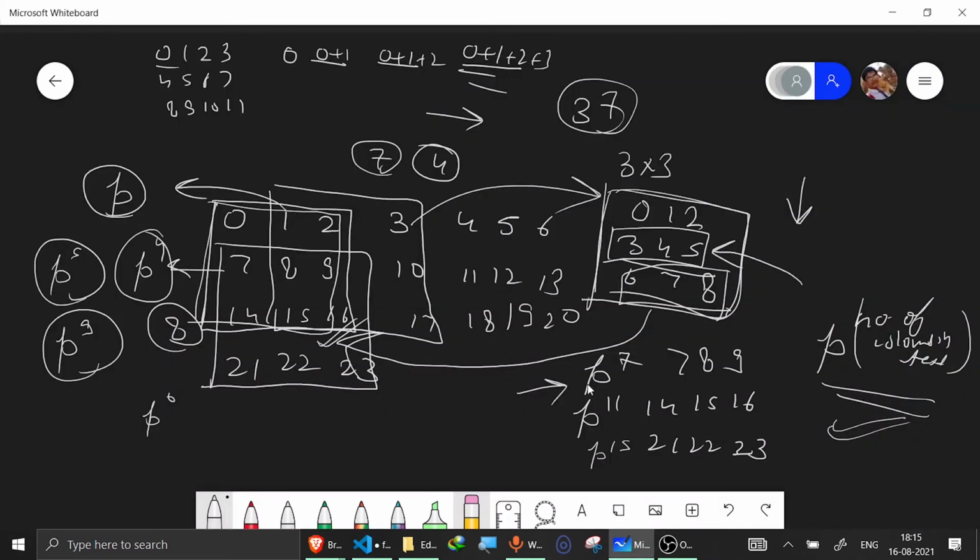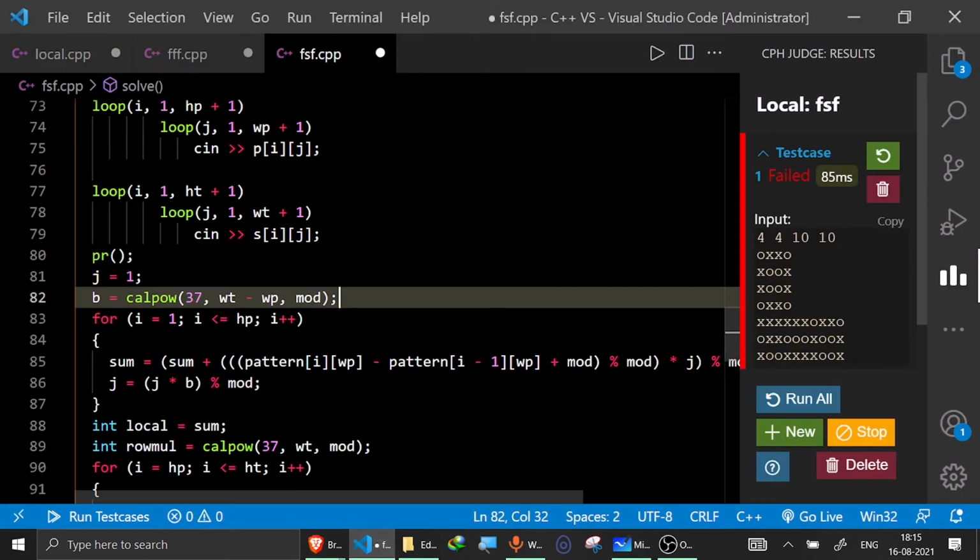So now this works just similar to the 2D prefix idea. So the segment of here would store this value, the segment here would store this value, and so on. So now this part gets completed. Now let's move on to the calculation part.